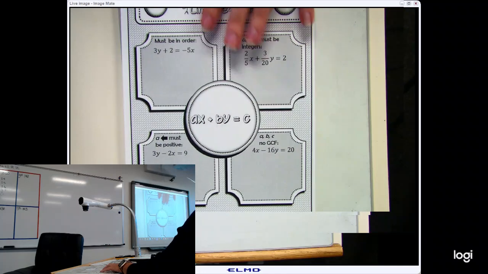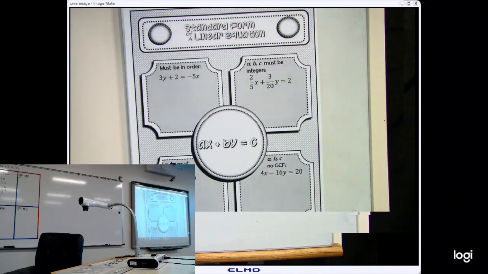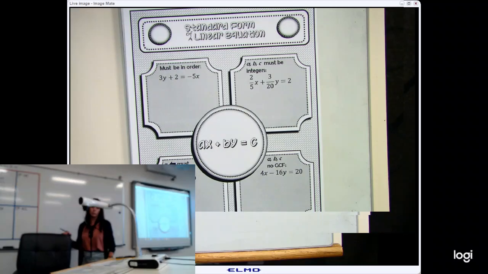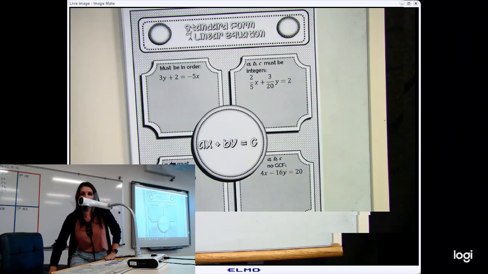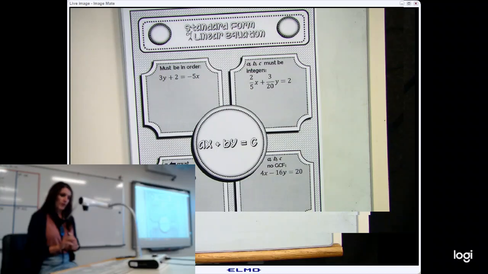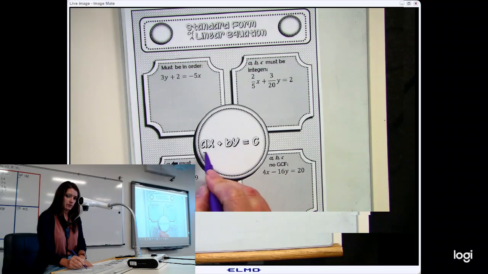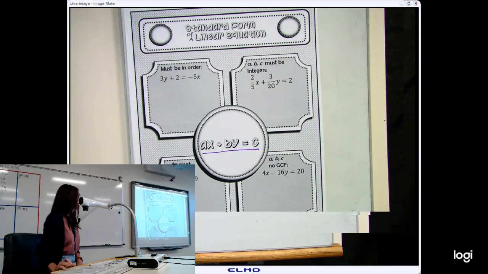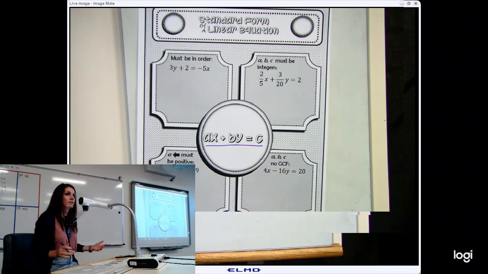Standard form of a linear equation. And we've got 4 rules, and they're represented in those 4 corners there. And there's our standard form of a linear equation. And I have to say of a linear equation because there's standard form of a vertex equation, or of a quadratic equation. There's standard form of many other equations as we go through math.